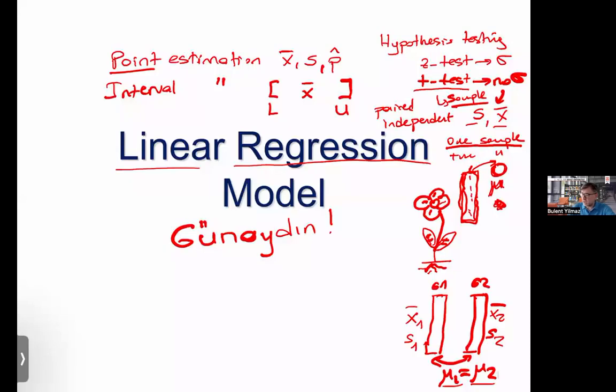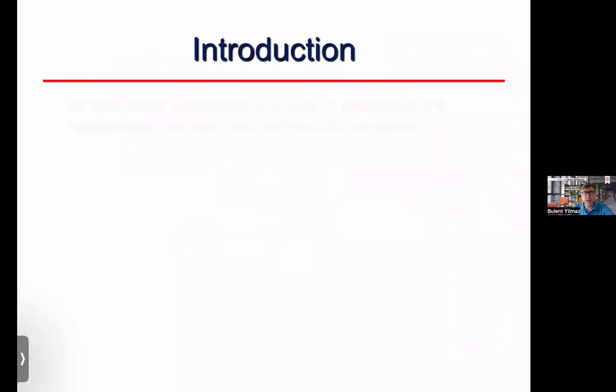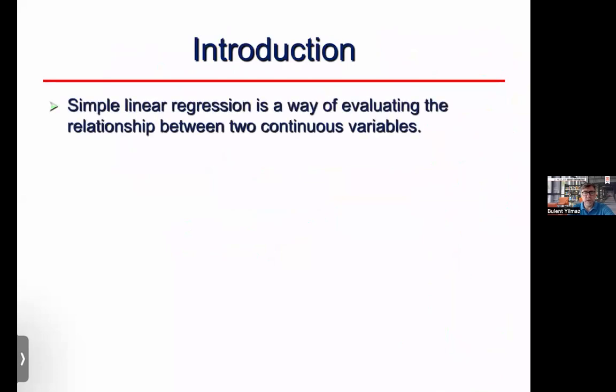Okay, guys, what does linear regression mean? Simple linear regression is a way to try to evaluate the relationship between two continuous variables. We did something like that before, or in the project you are supposed to do it, okay? We have an x variable and a y variable, and we are trying to find out the relationship between x and y, okay? This is a continuous variable and this is a continuous variable.